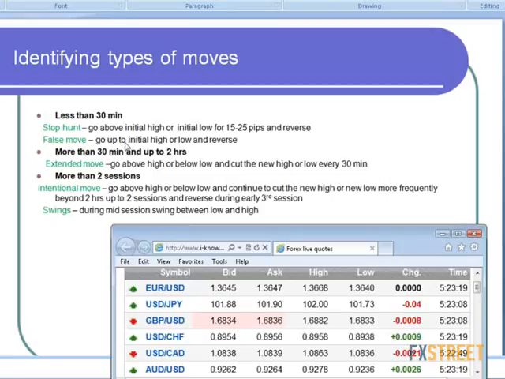So they go up to the initial high or down to the initial low and reverse the market. That is known as a false move, and it should also happen in less than 30 minutes. They are all quick moves, the stop and the false move. Suddenly you'll find about 5 to 10 pips galloping and then they reverse just like that. They are mainly meant to give fear to the traders.